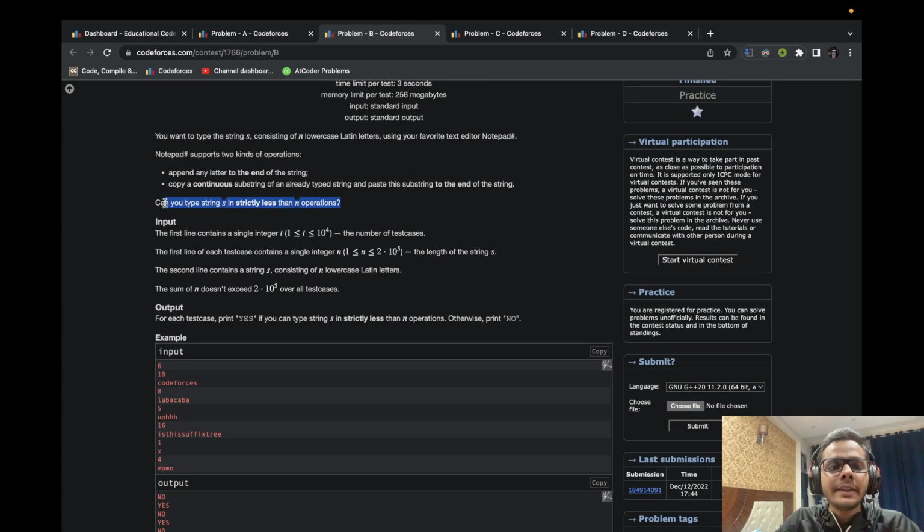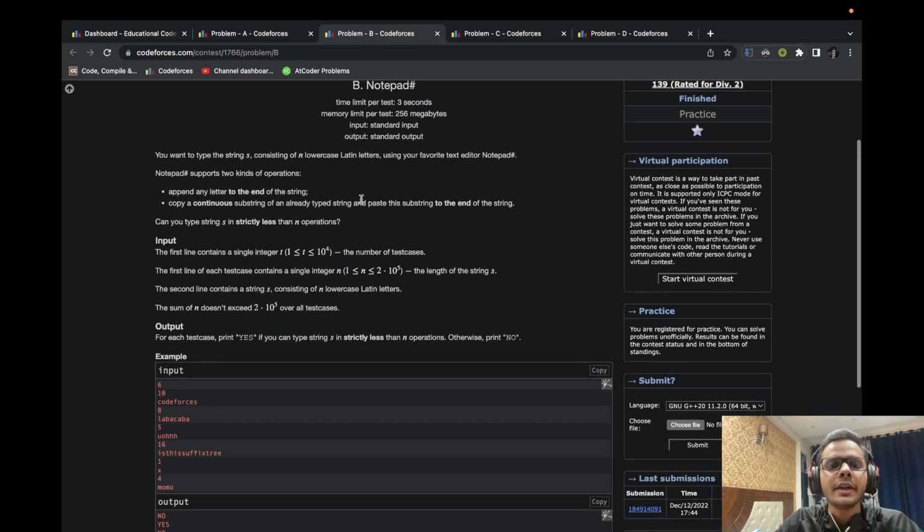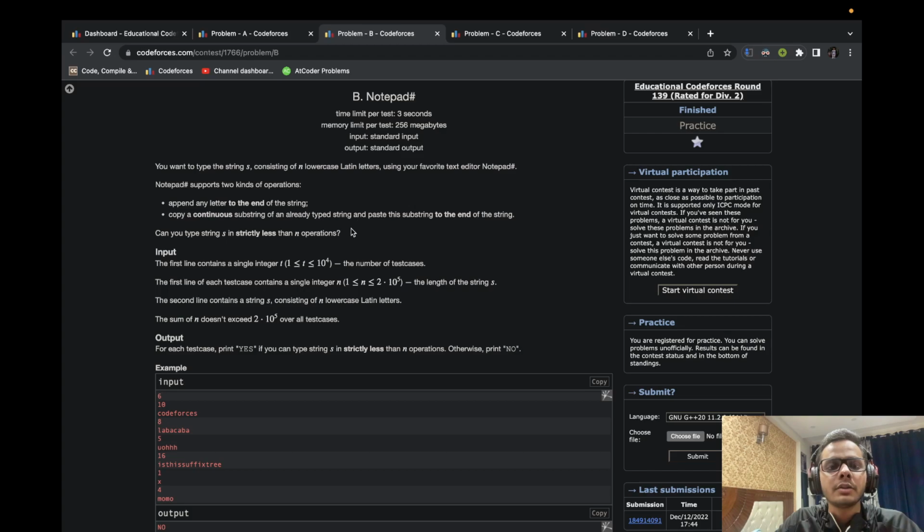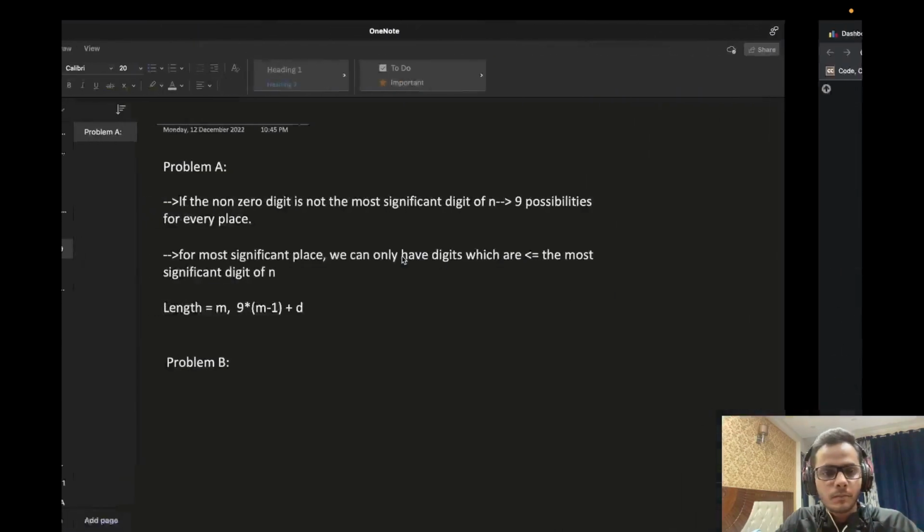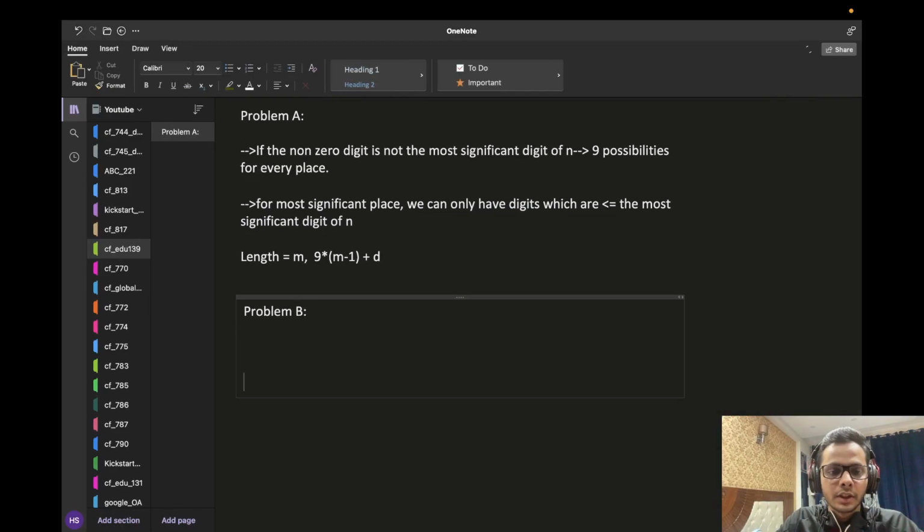Our job is to tell, can we type the string s in strictly less than n operations? We don't have to find the minimum number of operations. All we are interested in is telling whether or not it's possible to type the string in strictly less than n operations, right? Cool. Now let's have a look at the solution.